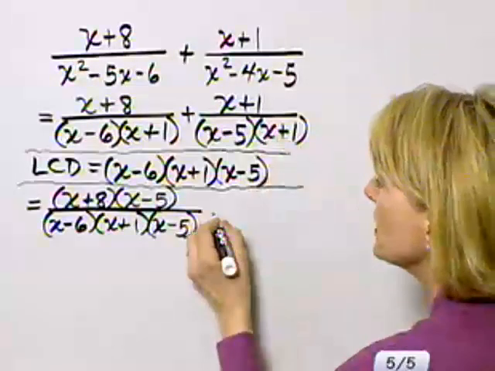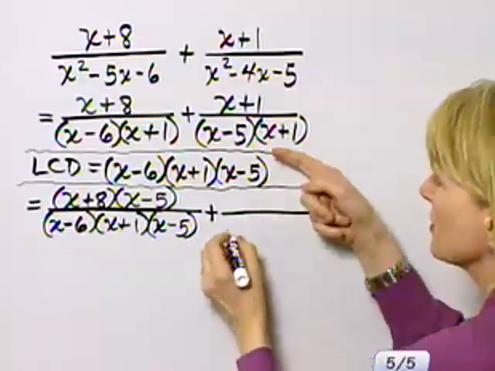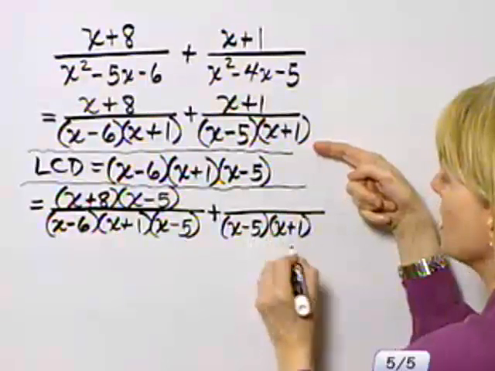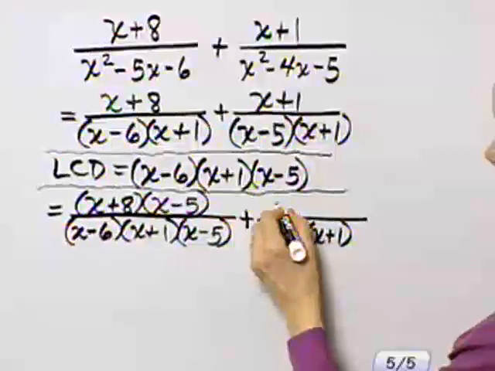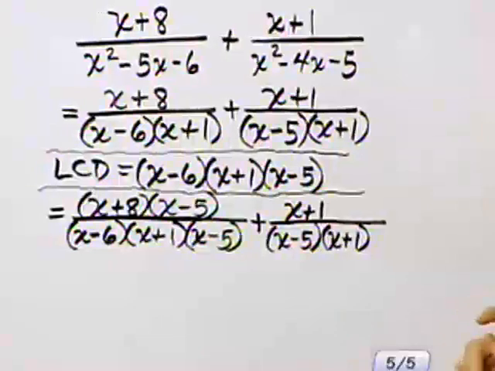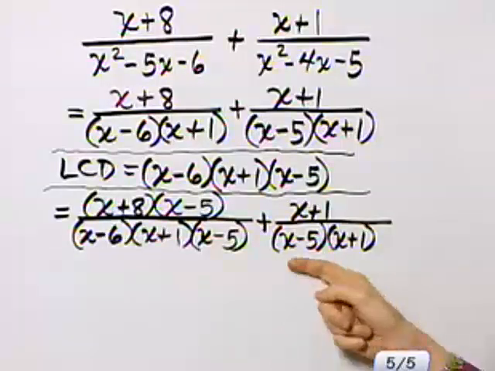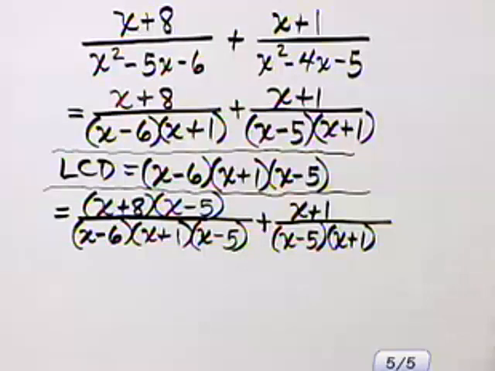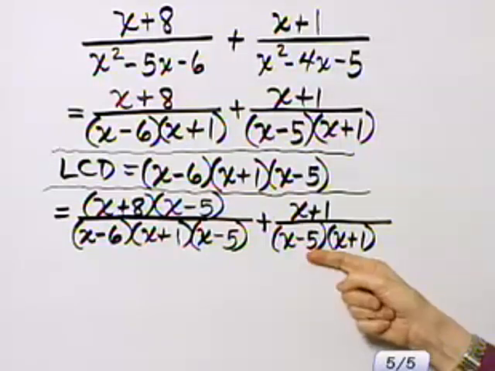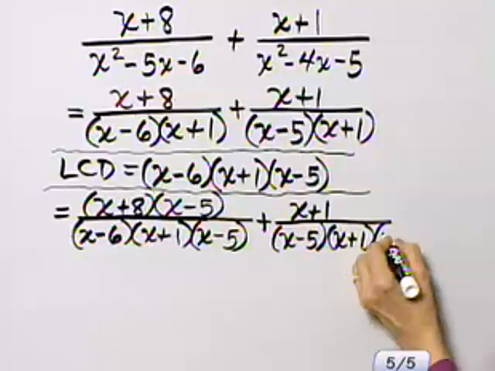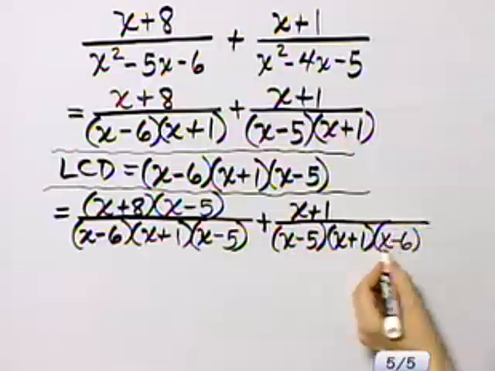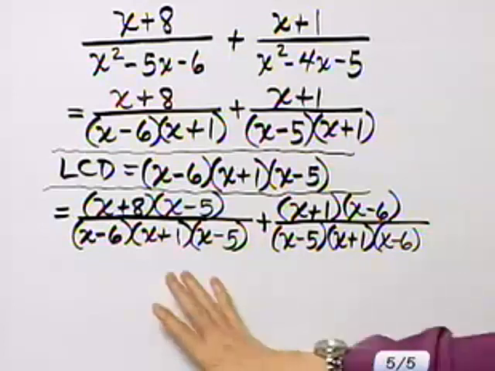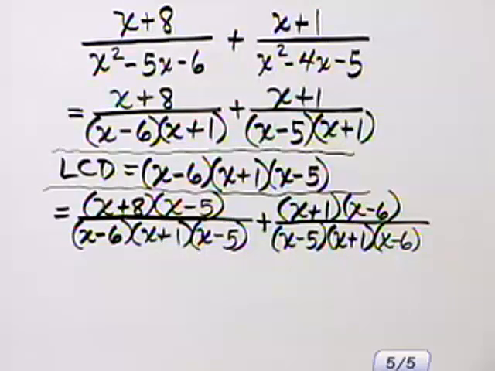I must do that same thing in the numerator. And now let's move to the second rational expression. I have x minus 5 in the denominator, x plus 1 in the denominator, and coincidentally, an x plus 1 in the numerator. Now, check this denominator with the least common denominator. What do we multiply this by in order to have that LCD? We multiply this by x minus 6. If I do it in the denominator, I must do it in the numerator. Now, the good news is that these denominators are now the same.